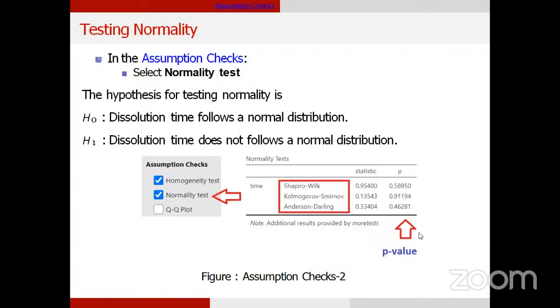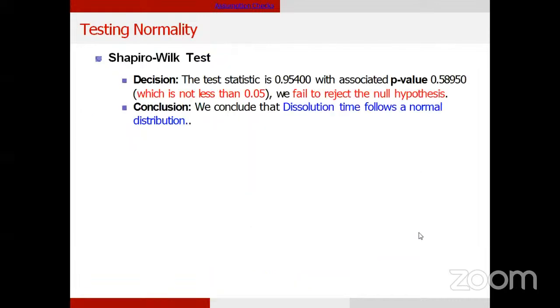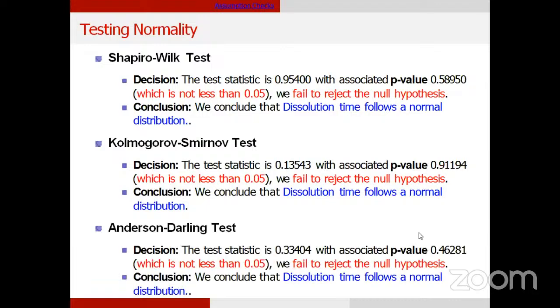Now, the Shapiro-Wilk normality test says the p-value is 0.58950. It should be greater than 0.05, and it is greater. That's why we say all the dissolution times for these batches are normally distributed. Okay, the normality test is successful. So in all three normality tests, Shapiro-Wilk, Kolmogorov-Smirnov, and Anderson-Darling, everything is greater than 0.05. That's why all are normally distributed.